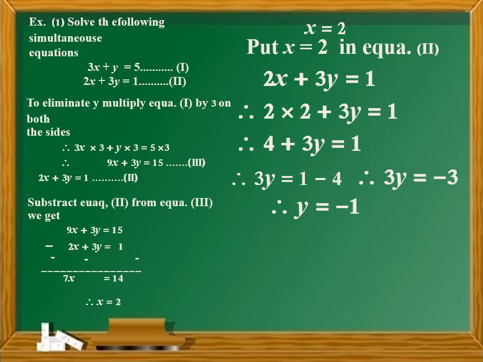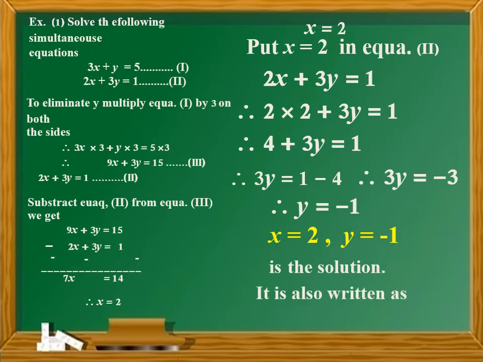In this way, we have found the value of y. x = 2 and y = -1 is the solution of the given equations. In this way, we have solved these equations by the elimination method. This solution is also written as (x, y) = (2, -1).